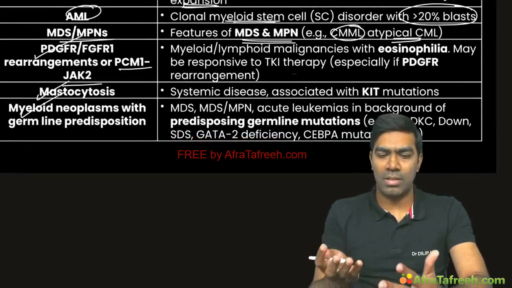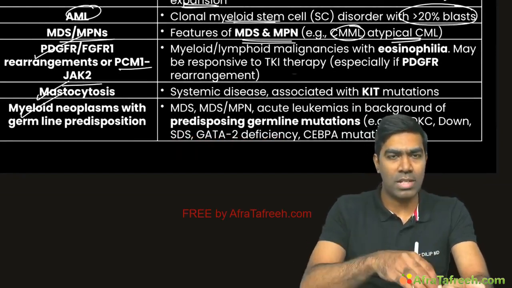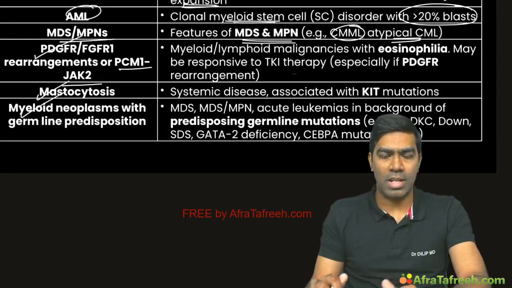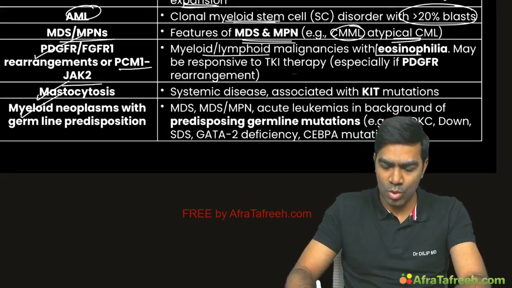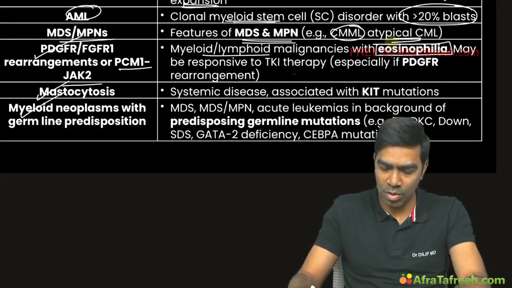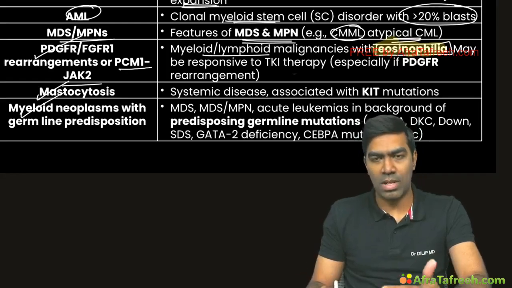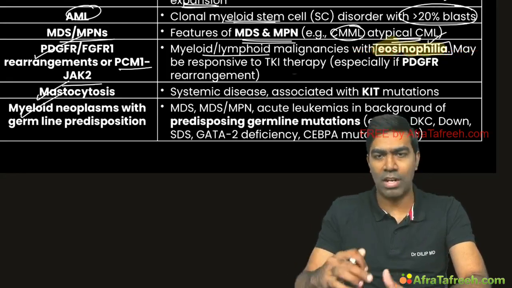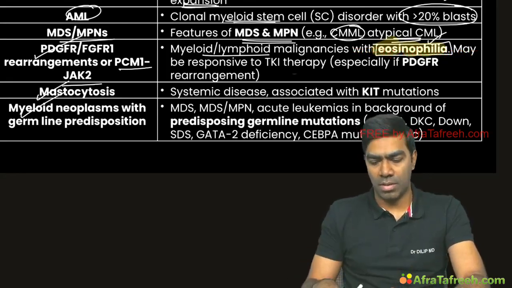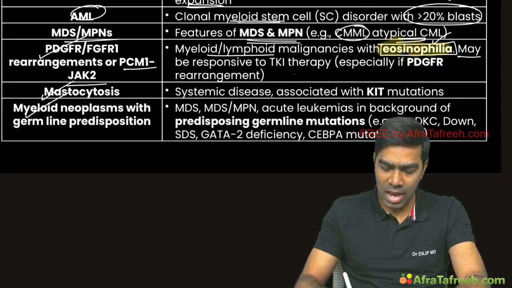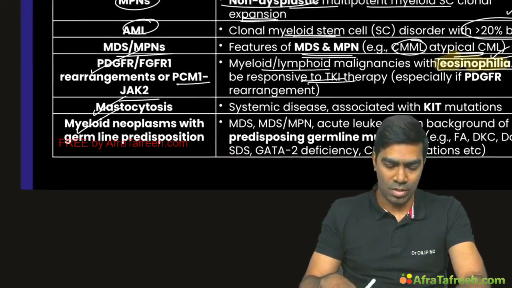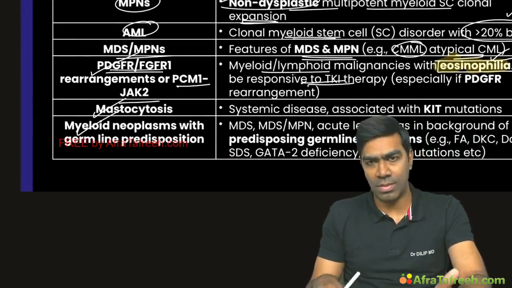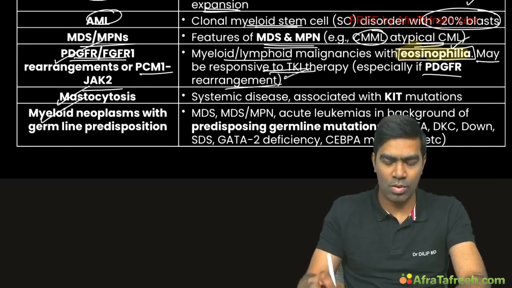And what are these MDS or MPNs due to PDGF receptor, FGF receptor rearrangements? These are nothing but myeloid or lymphoid malignancies that are usually associated with eosinophilia. That's a very important point. Especially PDGF receptor, FGF receptor rearrangements are going to result in a kind of hypereosinophilic syndrome. And these patients may have a good response to tyrosine kinase inhibitor therapy, especially imatinib. So if they're having PDGF receptor, FGF receptor rearrangements, most of these patients are going to respond to imatinib.